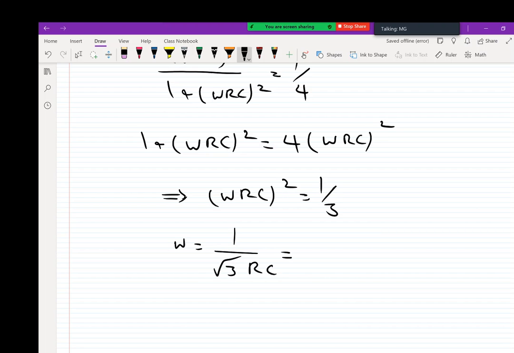We have the values for R and C. If we substitute these two values, omega will be 1.2284 kilo radian per second. Okay, so that's the solution of the second part.